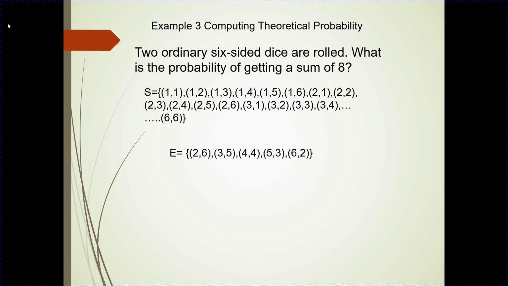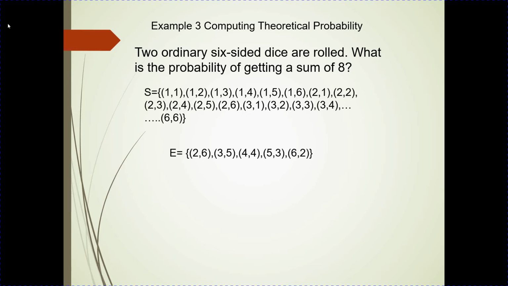So the event will be 2 on the first one; if it appears 2 on the first, the second one should be 6, or if on the first one 3 appears, on the second one 5 must appear, or on the first die if 4 appears, on the second one 4 must appear because the sum must be 8, or if on the first die 5 appears, on the second one 3 must appear, or if on the first die 6 appears, on the second one 2 must appear. So these are the only possible outcomes that we can have.